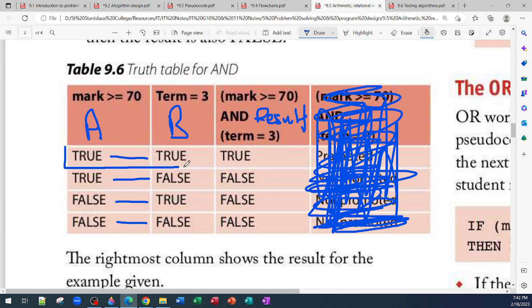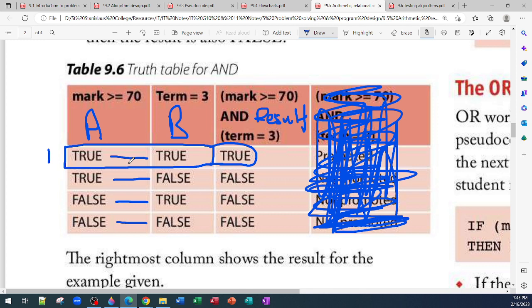Whenever you get two true, the result is always a true. Anything else other than that is a false. So notice, true and false is false. False and true is false. False and false is false. So you just have to remember this one line here. This is how I just remember it. You just have to remember true and true gives you true. Everything else is false. Every other pattern is false.